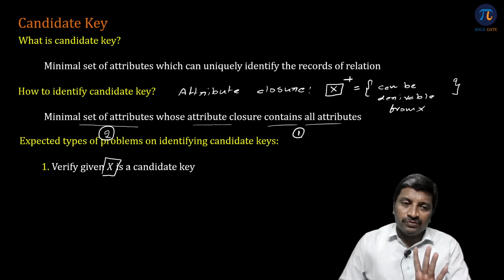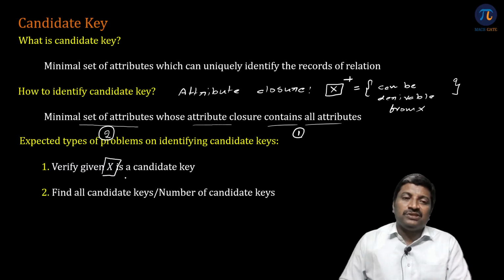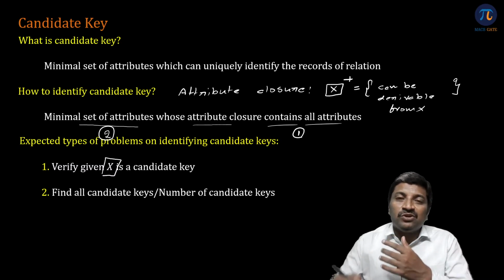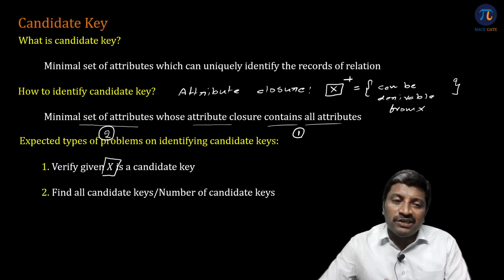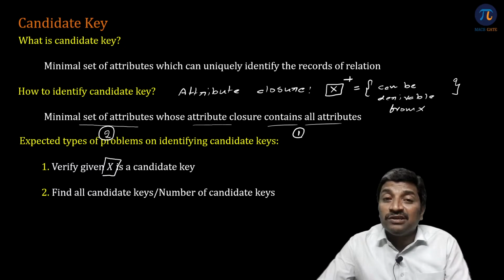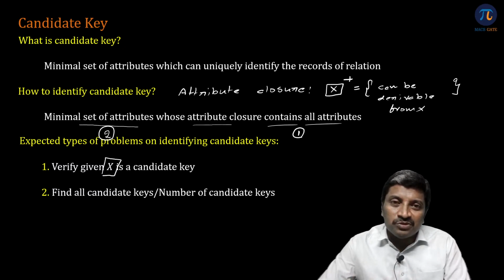Instead of that, sometimes they may ask to find all possible candidate keys or find the number of candidate keys. In this case, we need to consider each and every possibility for X and verify whether it is a candidate key or not. So in the second case, X also we need to consider. Then how many possibilities are there for X? All those possibilities we need to consider. So these are the two types of expected problems on candidate keys.